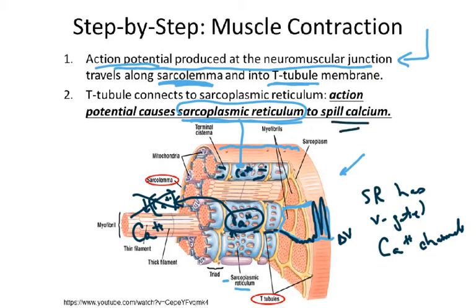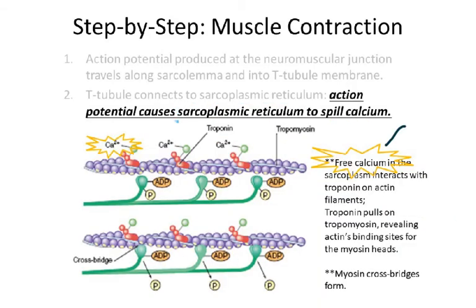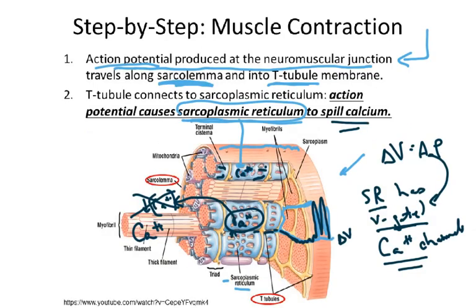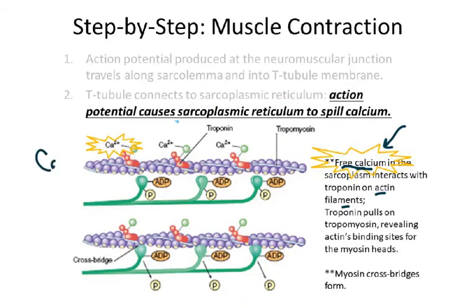And it does that because the sarcoplasmic reticulum has voltage-gated channels, meaning they're gated by the voltage, and that change in voltage, which is the action potential, will open these calcium channels, allowing the calcium to come out. Now, when calcium comes out, we have calcium around the actin and myosin. Remember, before it wasn't there. There was no calcium out here. But now that we've spilled it, we have calcium near our myosin and actin.